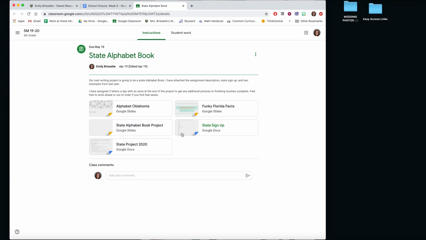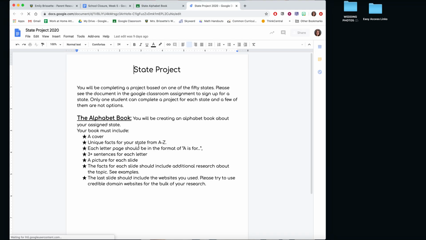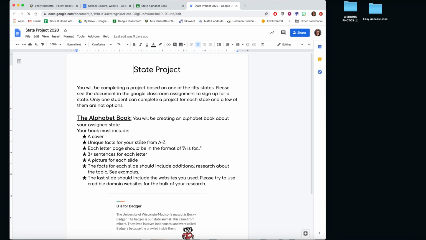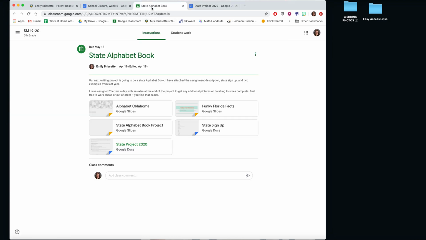I have 2 examples for you, this Oklahoma and Florida one from last year that you're welcome to look at. This state alphabet book project is your actual project, and then I'll go through the project details with you from this sheet. So you're going to be making a book about one of the 50 states, and you're going to use this document in Google Classroom to sign up for a state.